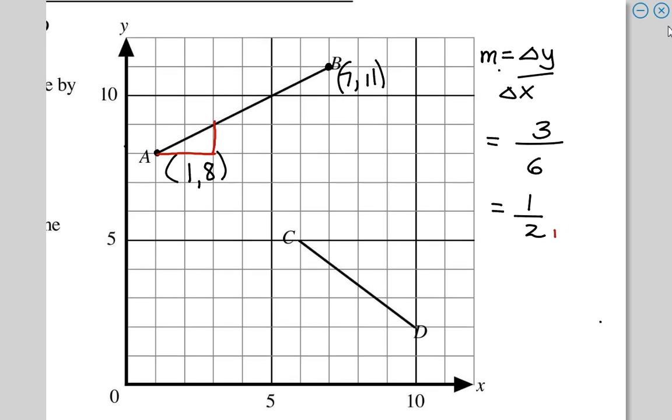Because the run is left and right, and the rise is up and down. And that is linear: 2 over 1 up. That never changes, and therefore you have a straight line. If you want to get into trades, you've got to know slope.